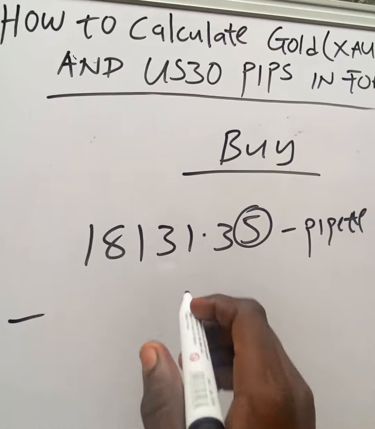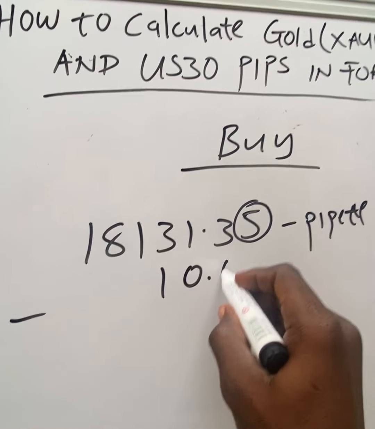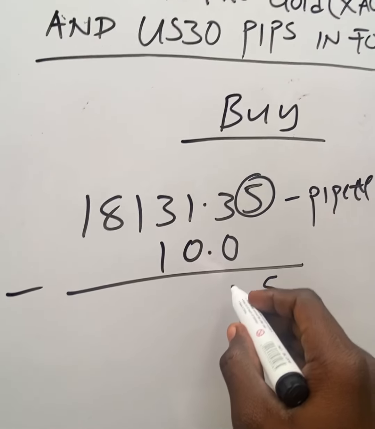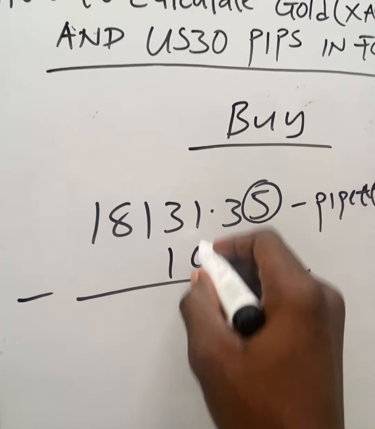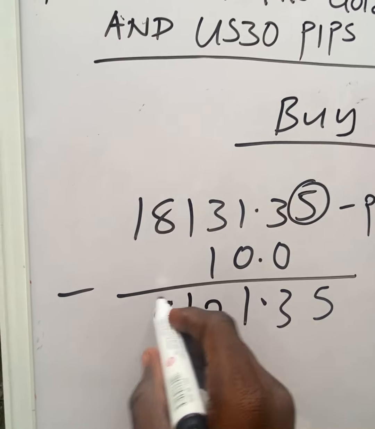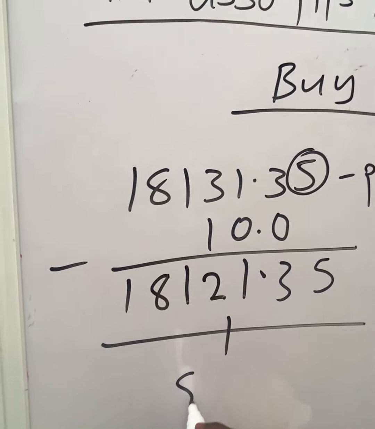So let's say we have 100 pips now. We place our 100 pips here. 5 minus 0 is 5. 3 minus 0 is 3. 1 minus 0 is 1. 3 minus 1 is 2. 1 minus 0 is 1, 8, and we have 1. So this is the SL price.